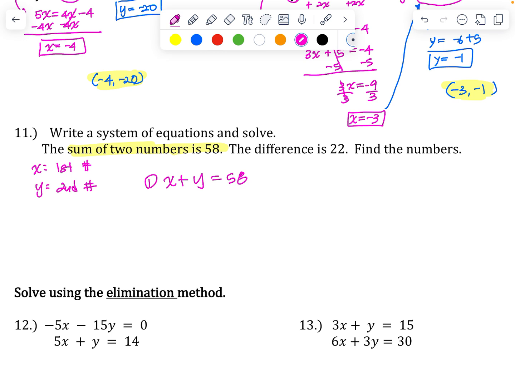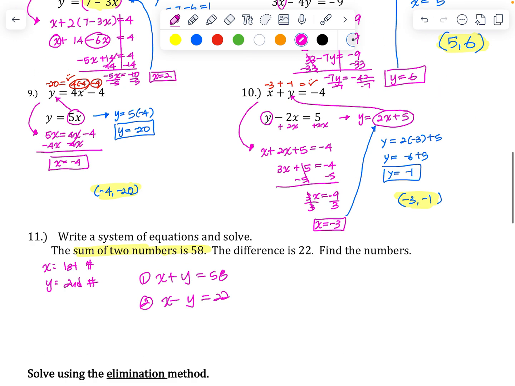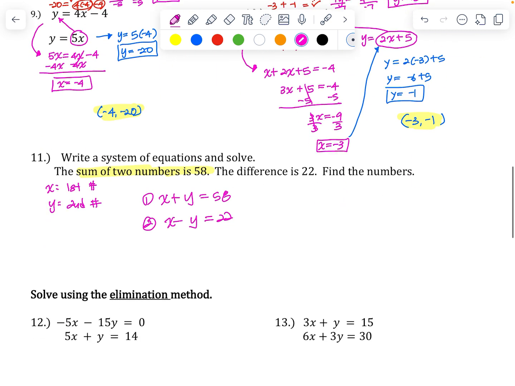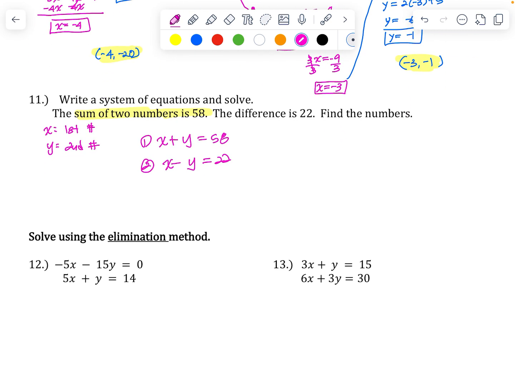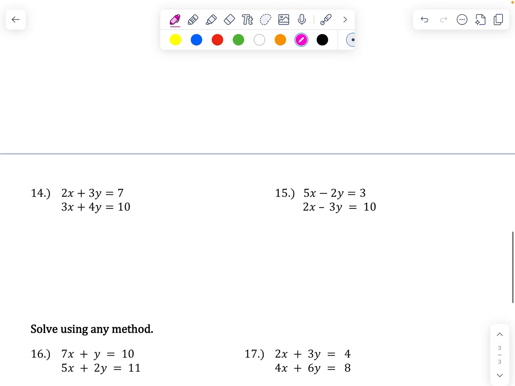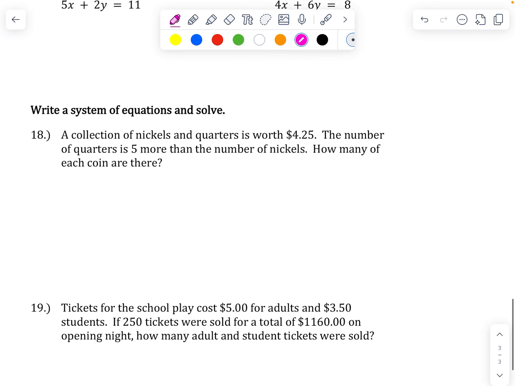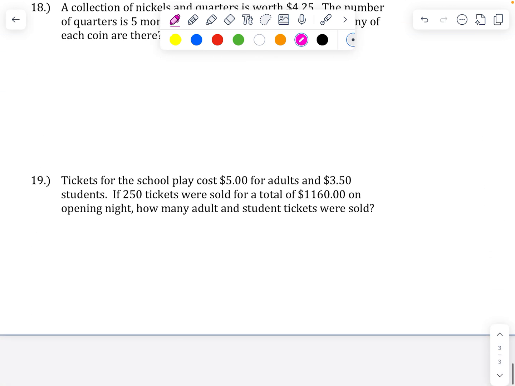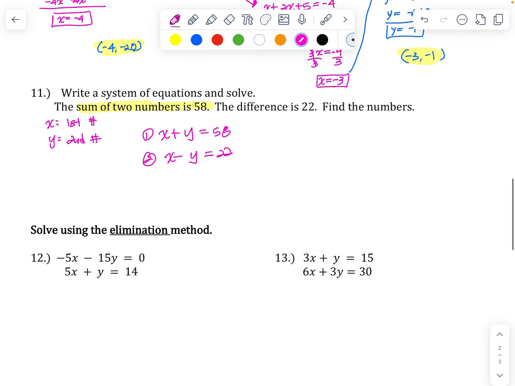Second equation, the difference is 22. Okay, so second one, x minus y equals 22. Okay, and I believe this one you still have to use substitution method. I know some of you guys would like to use elimination, and elimination sounds like a good idea, but right now we are going to use substitution.